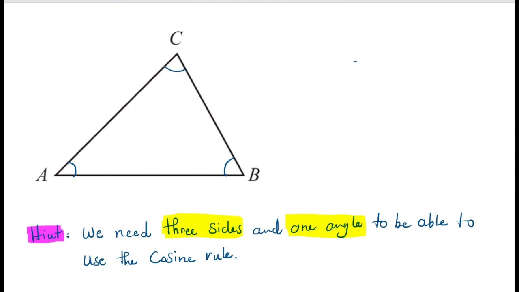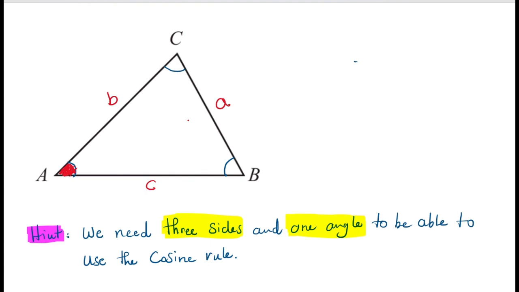In triangle ABC, we label each side with the lowercase of the same letter of the angle that is opposite to that side. So we label the side opposite angle A with lowercase a, and the side opposite angle B with lowercase b, and the side opposite angle C with lowercase c. Let's say that in the question, angle A is provided to us. So the size of angle A is given.